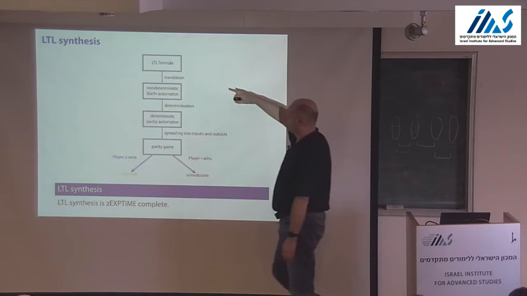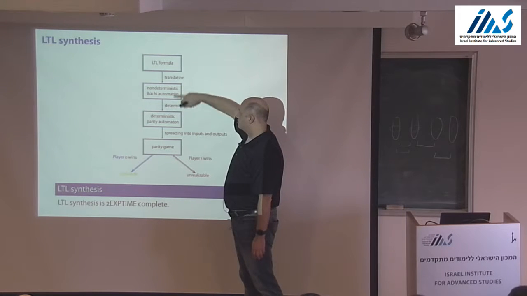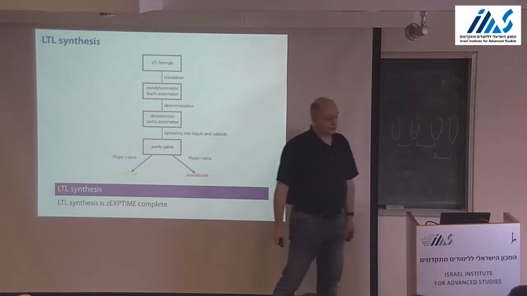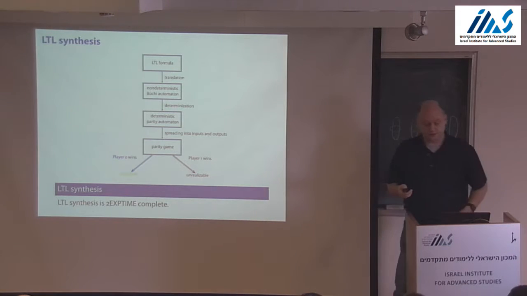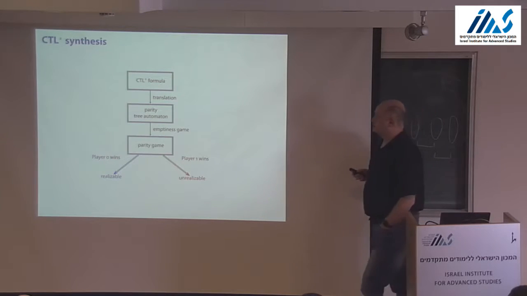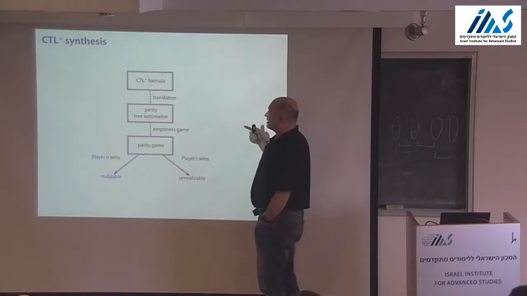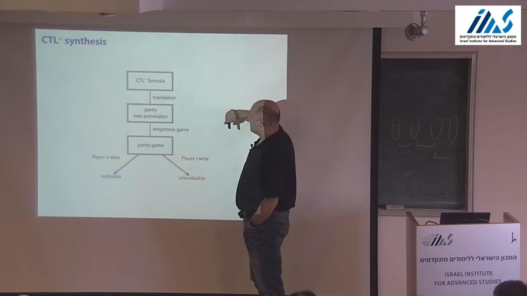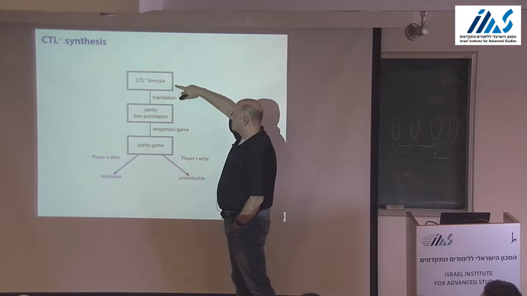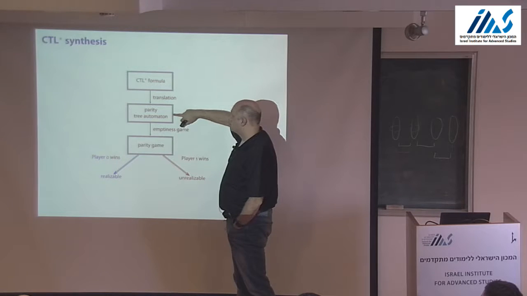Now, because we have to go from an LTL formula to a deterministic automaton, the whole synthesis approach is doubly exponential. Now, for CTL Star, there is an additional level of indirection in here. We go from the CTL Star formula to a tree automaton.